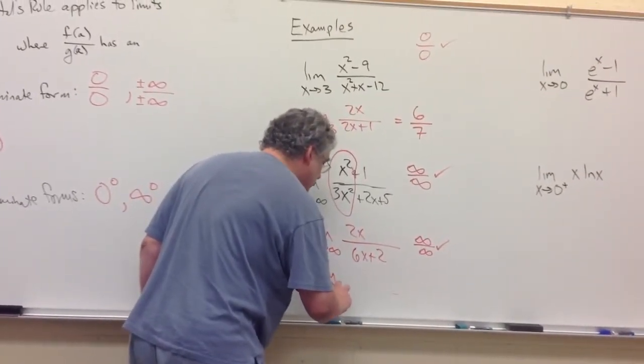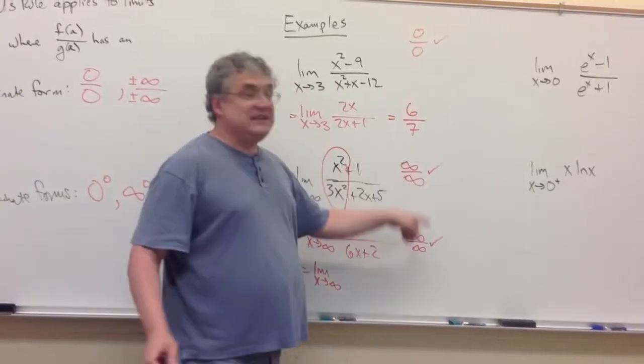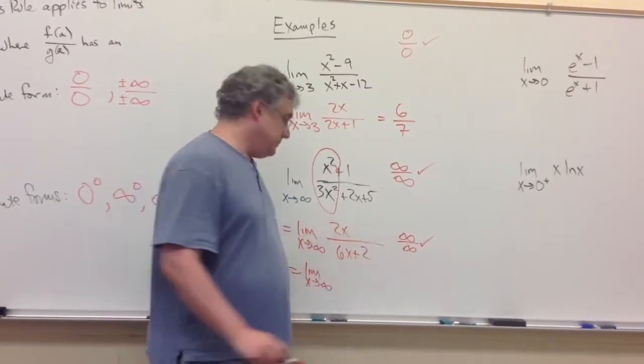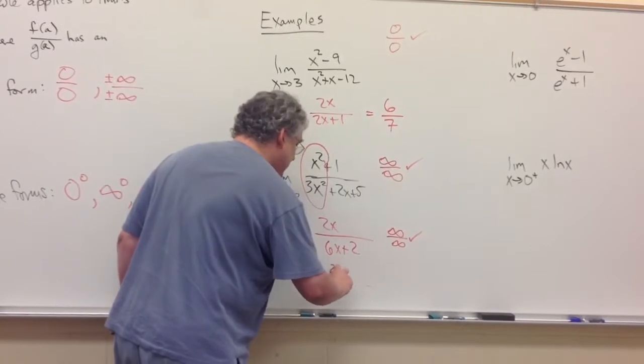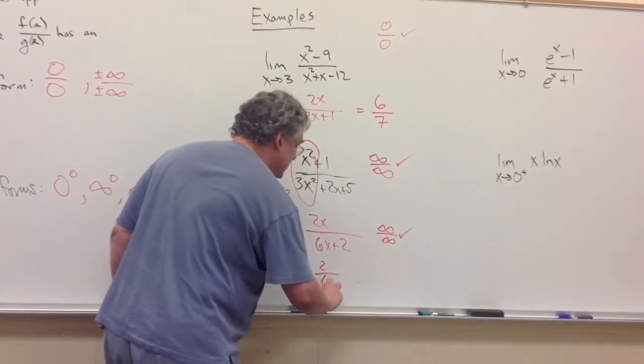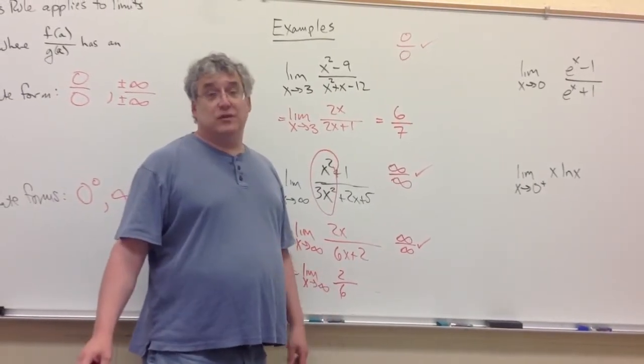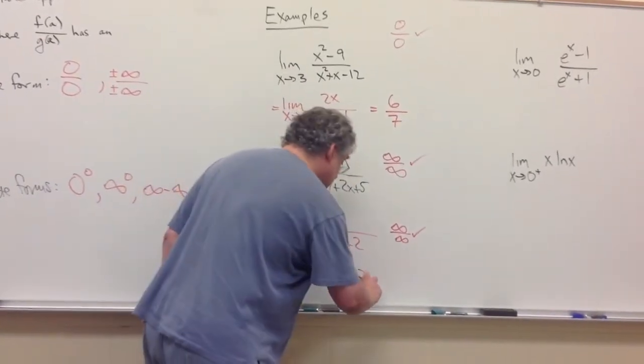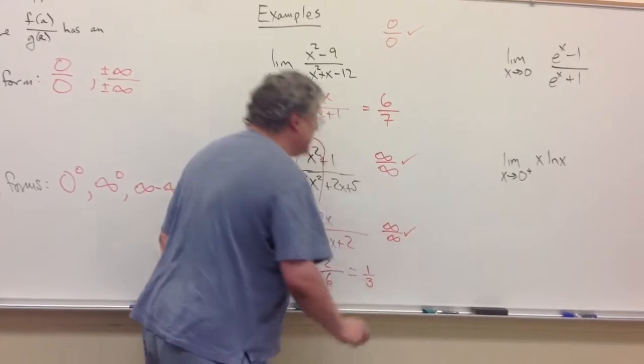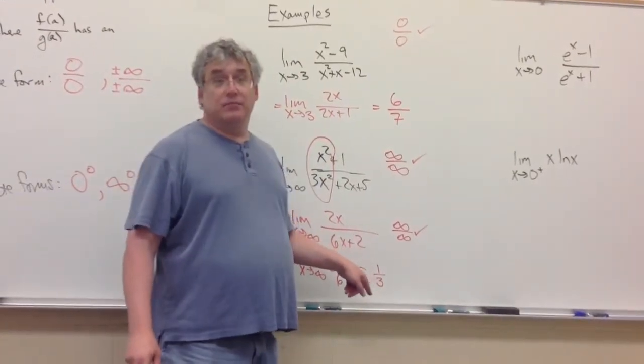You can use L'Hôpital's rule as many times as you need to until you get something that's not indeterminate. Now, the derivative of the top is 2. The derivative of the bottom is 6. That's just a number. I don't need to check. It isn't indeterminate. It's just a number, 2/6, which is 1/3, which again, is the number it should be.